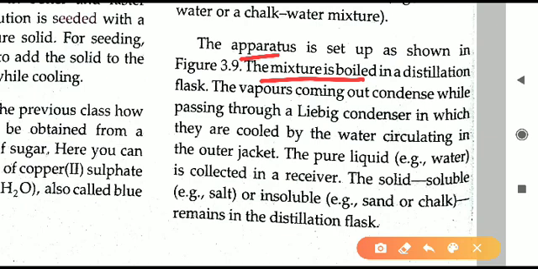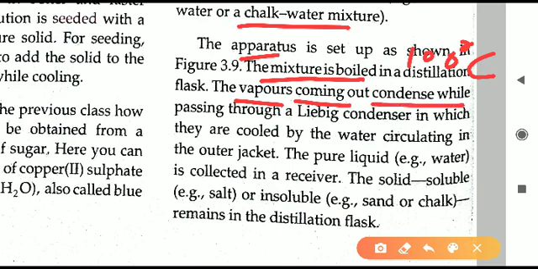On boiling, what will happen? The liquid will boil. Like we have taken the mixture of chalk and water, so water will boil at 100 degrees Celsius. Water will boil and it will move forward, it becomes water vapor, and the vapors will move forward, and on moving forward they will condense. As they move forward, they will cool down. We are heating the mixture so the water will evaporate, but when it evaporates and moves forward, it will cool down and again condense in the Liebig condenser.